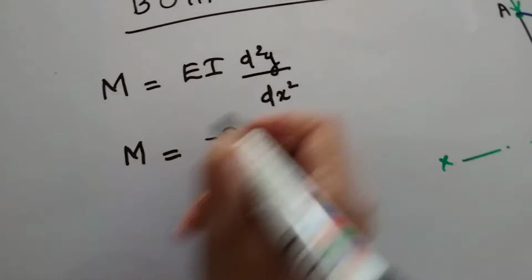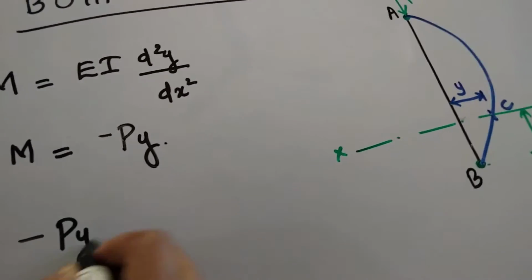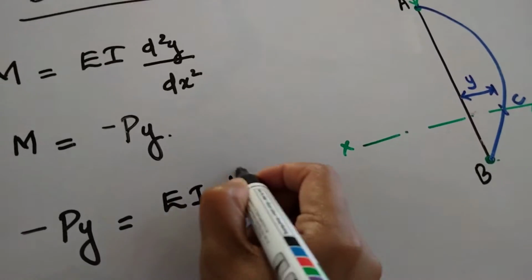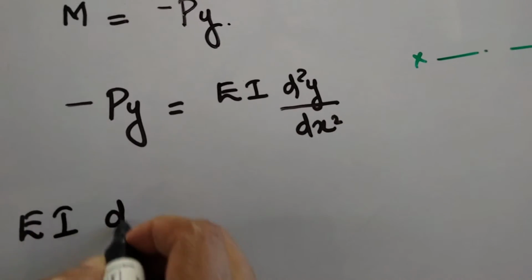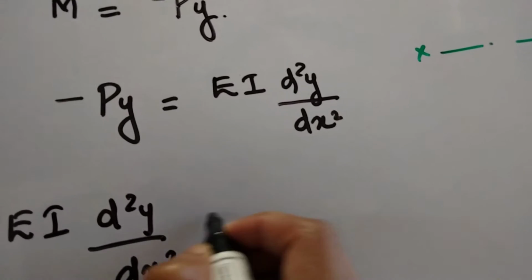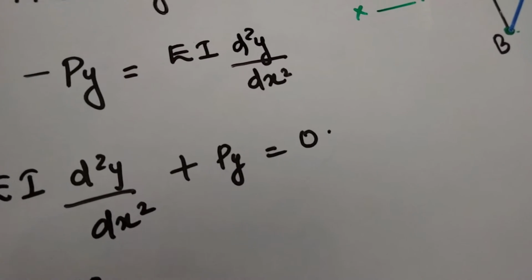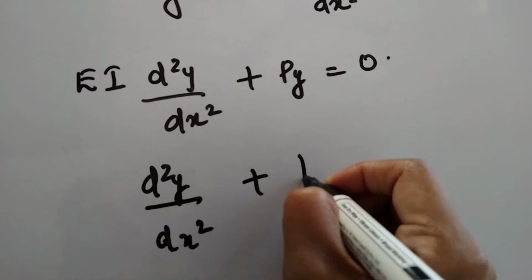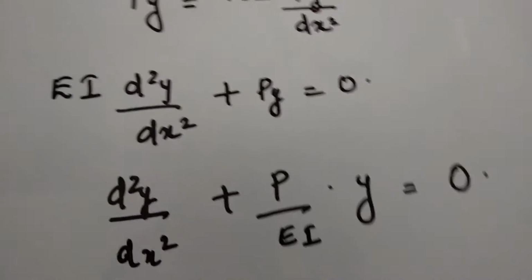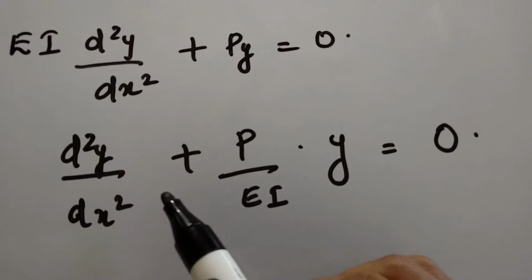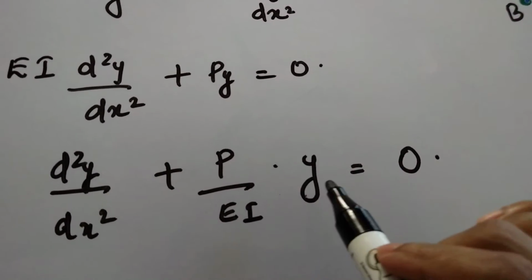Substituting this in the equation, minus Py is equal to EI d square y by dx square. So EI d square y by dx square plus Py is equal to 0. You can write d square y by dx square plus P by EI into y is equal to 0. This is a second order differential equation in y.